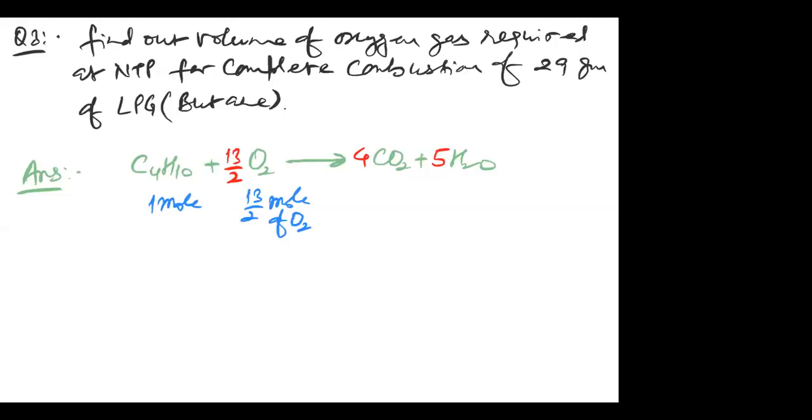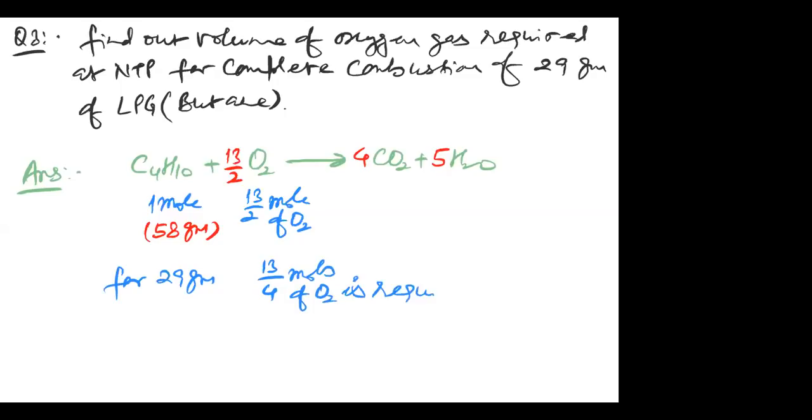Its 1 mole mass is 58 gram. So 58 gram requires 13 by 2 moles of O2, and as per the question, it is 29 gram, which is just half of 58, fortunately. So 13 divided by 4 moles of O2 is required for complete combustion of 29 gram of butane.